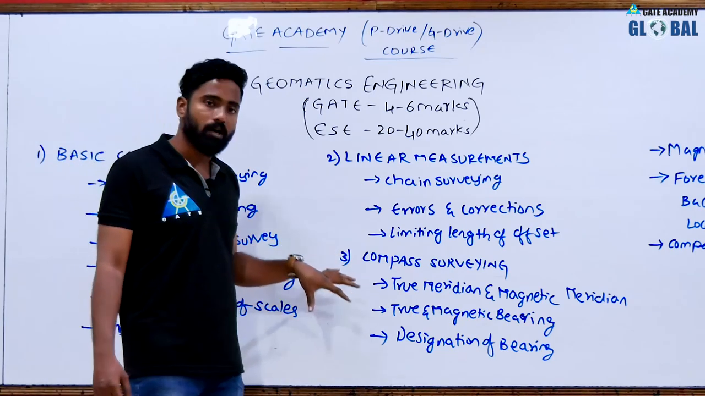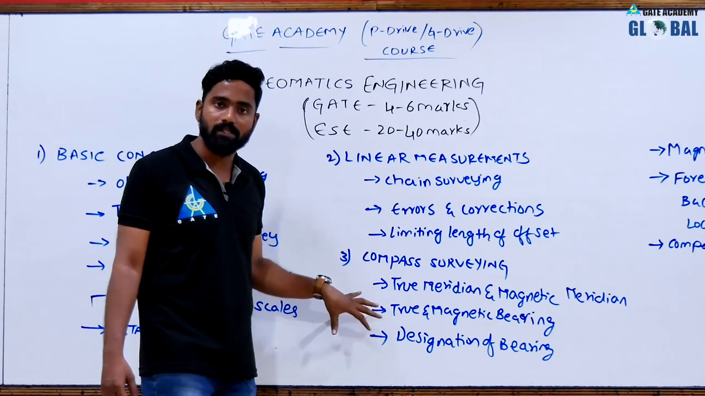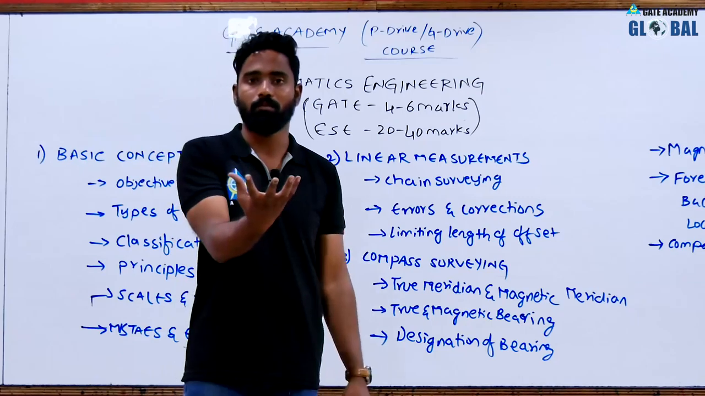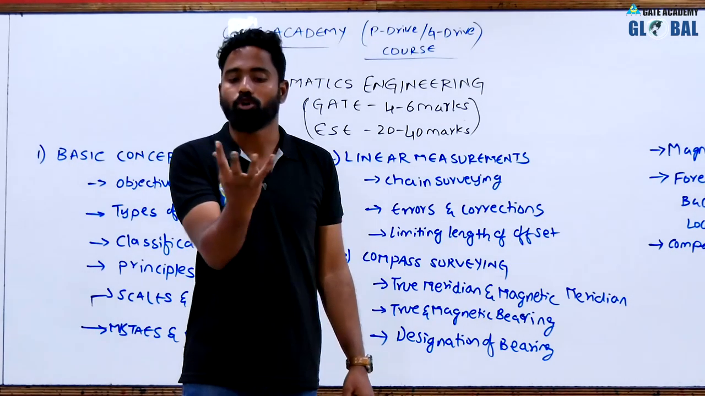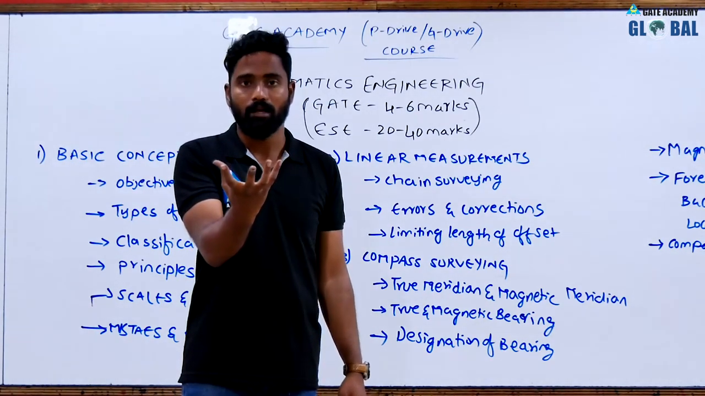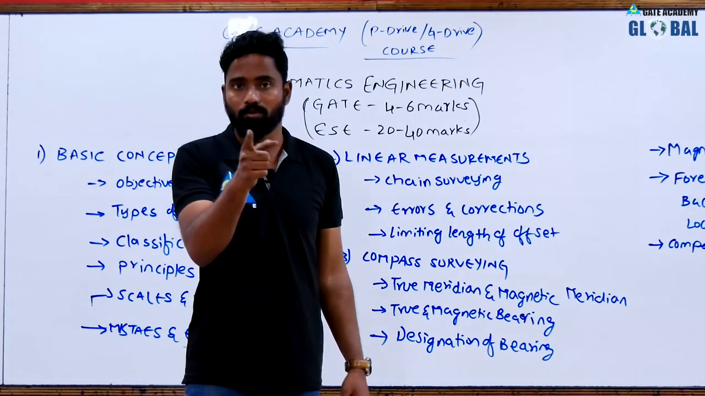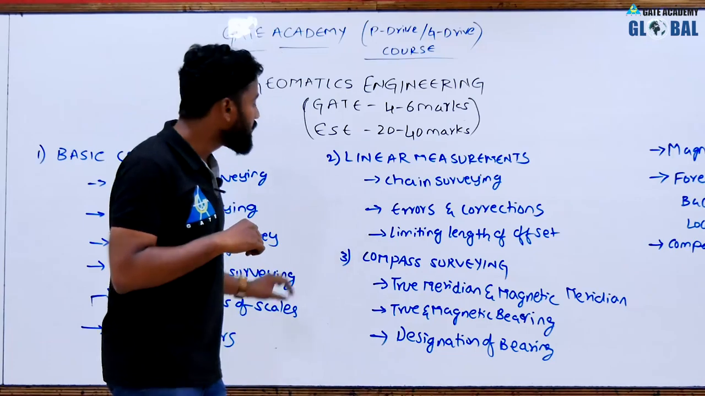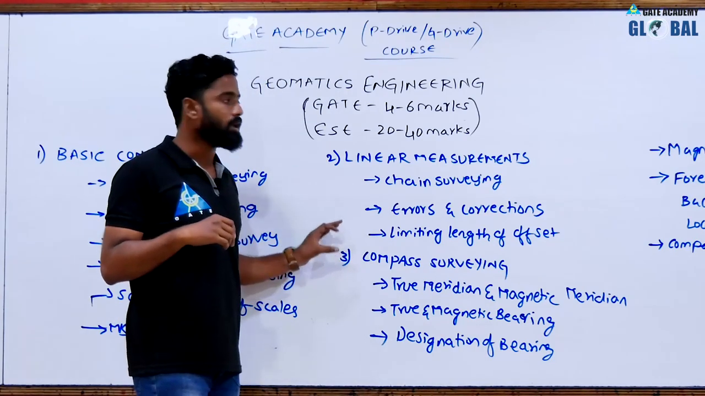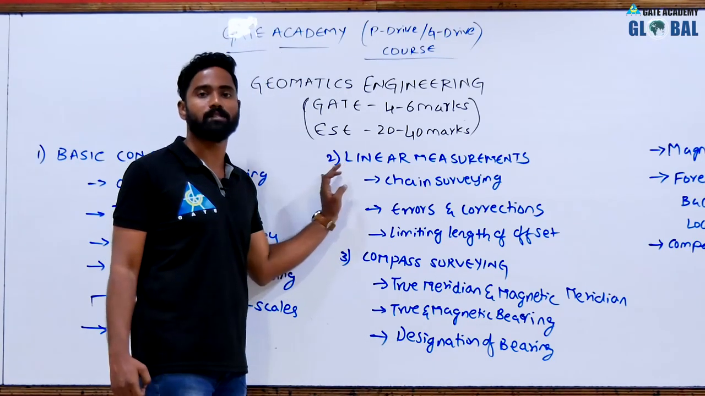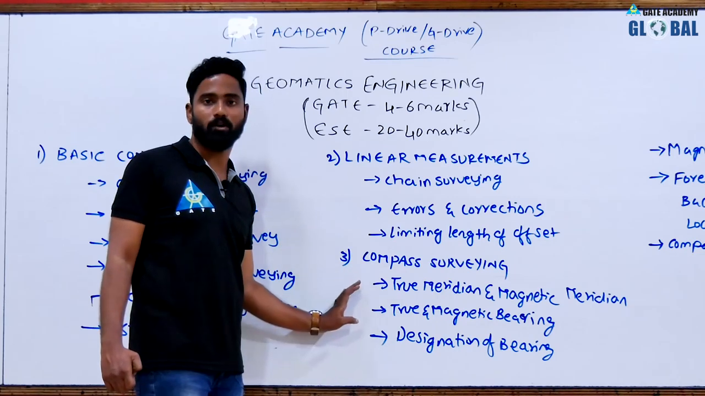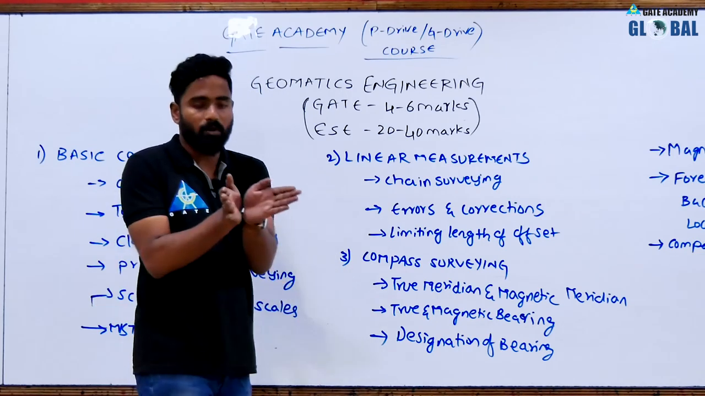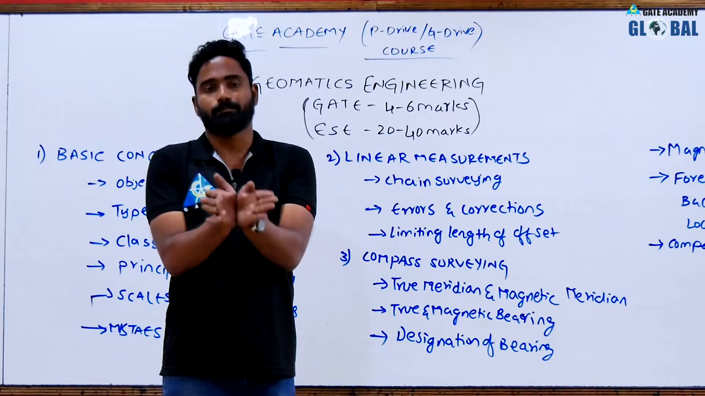Next, coming to compass surveying. Compass surveying means compass is an instrument which is used to measure the horizontal angles, right. So, there will be a needle. With respect to that needle, you will keep on measuring the angle, right. So, that is compass surveying. Here linear measurement means measurement of lengths, compass surveying means measurement of angles, angle between any two points.